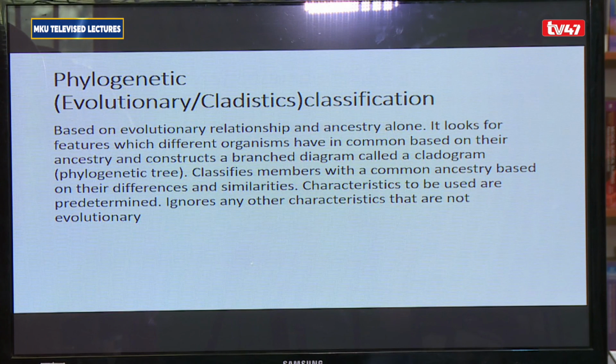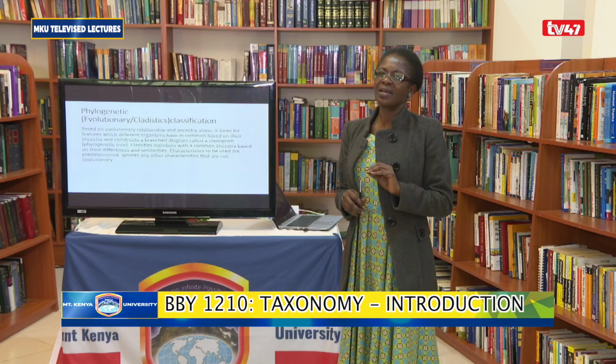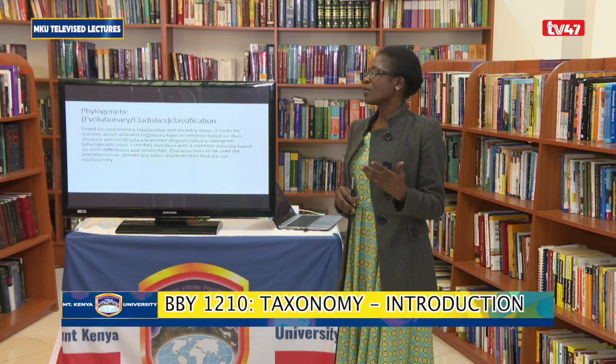So we end up developing a branch diagram comprising the ancestor and their descendants, giving us what we call a family tree or a phylogenetic tree. For phylogenetic classification, they ignore any other characteristic the organisms may have and only use characteristics based on evolutionary relationships. So as one goes out to do phylogenetic classification, it is already predetermined the kind of characteristics they are going to use.